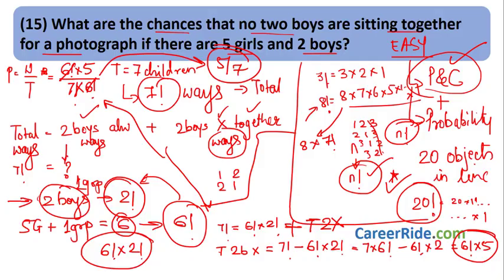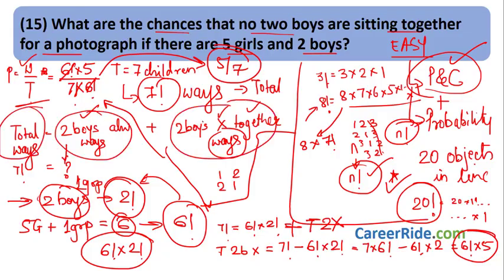We wanted the chances that no 2 boys are sitting together. So, we find out total ways in which all people are sitting together, and on the top it is what we want, that is number of ways in which 2 boys are not sitting together. Directly we cannot find out. So, we went roundabout manner, that is total ways is nothing but 2 boys always sitting together plus 2 boys never sitting together. And always sitting together means, let us consider the 2 boys as one group.